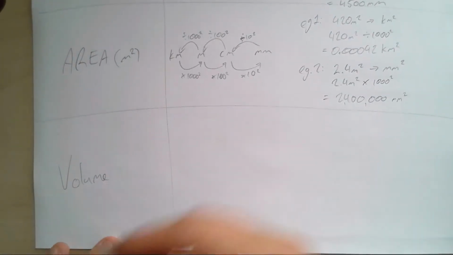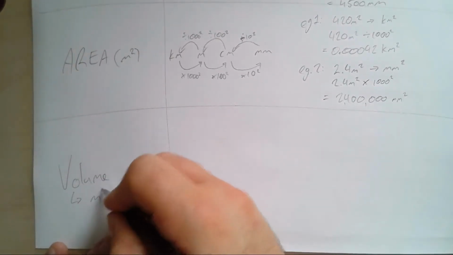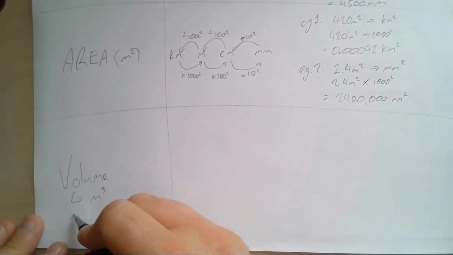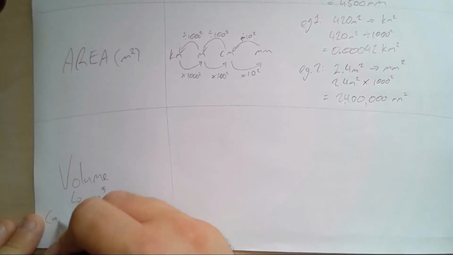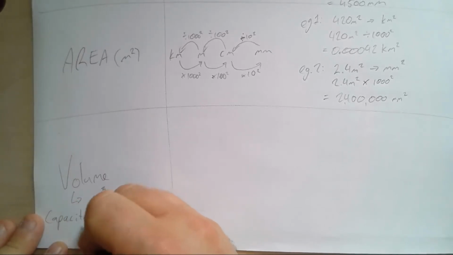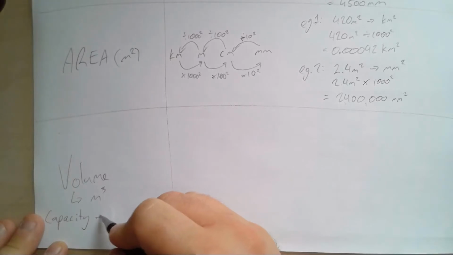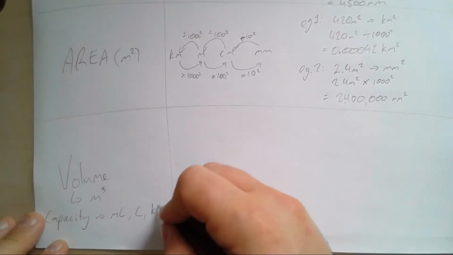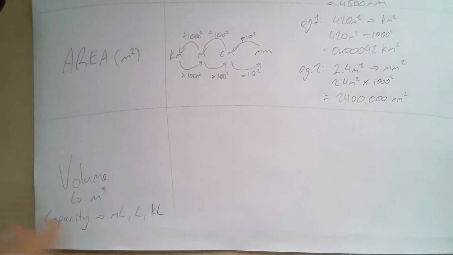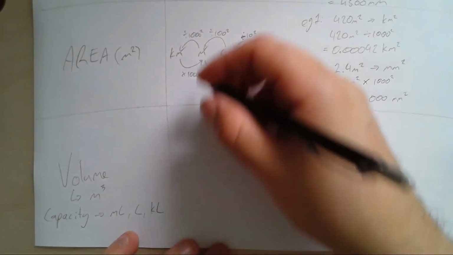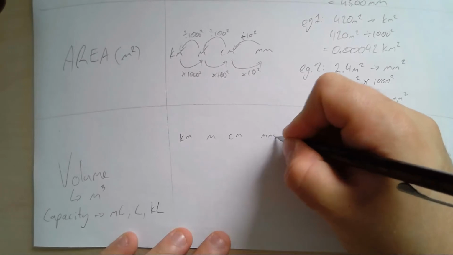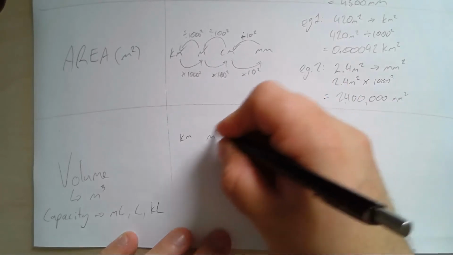Volume. Okay, now volume can be represented in cubic meters and centimeters and that kind of thing, or we have another term called capacity, which is your things like milliliters, liters, kiloliters, etc. Okay, so let's look at the cubic meter side first. It's the same as before. You've got kilometers, meters, centimeters, millimeters.